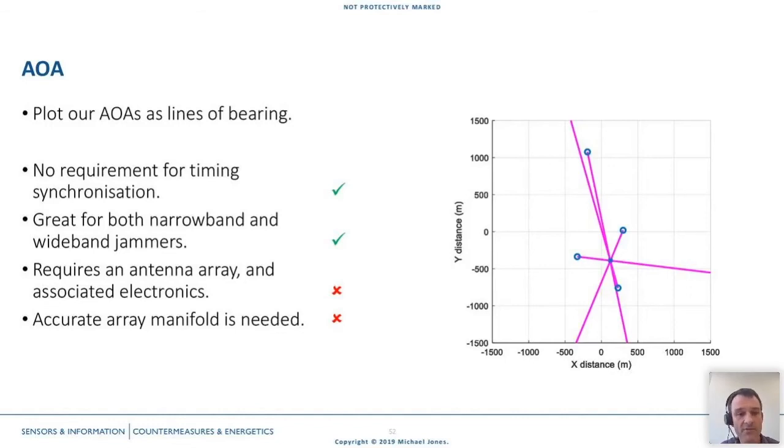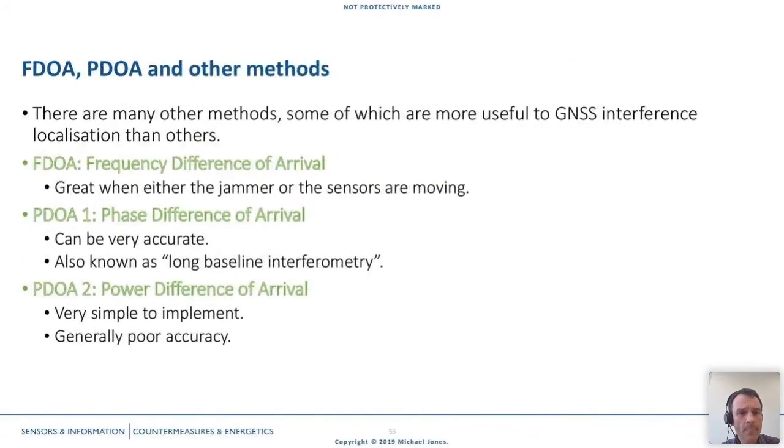The downside of angle of arrival is that it does need a more complex antenna, an antenna array with some associated electronics. And it also needs what we call an array manifold, which is essentially a highly accurate way of calibrating the array and understanding its performance. So that's angle of arrival.